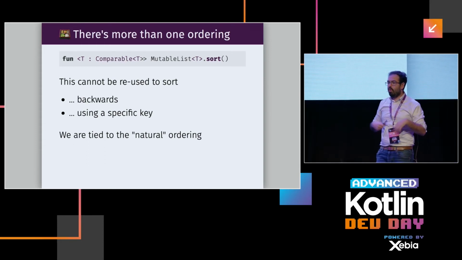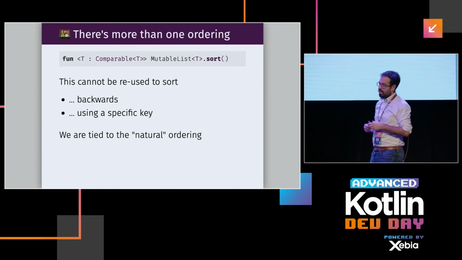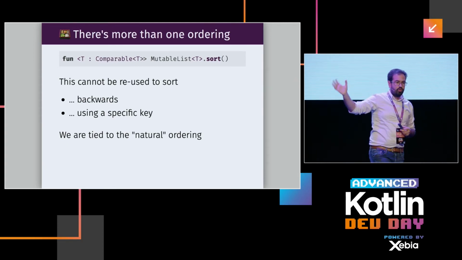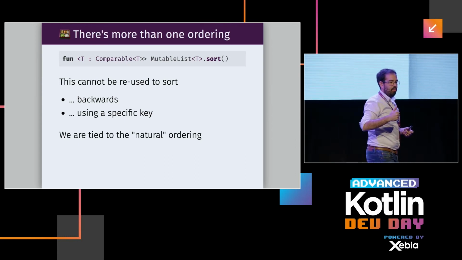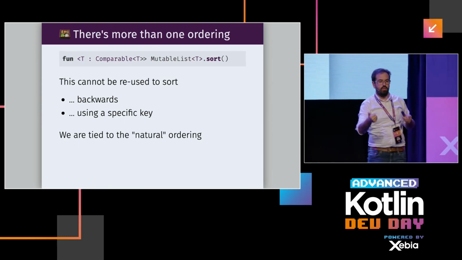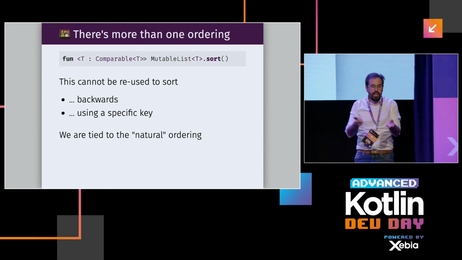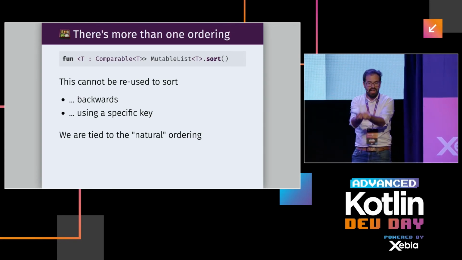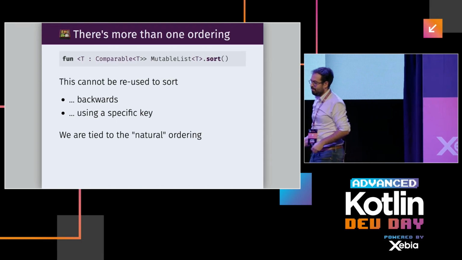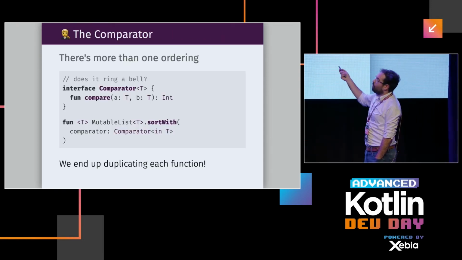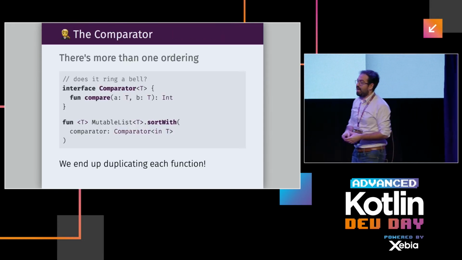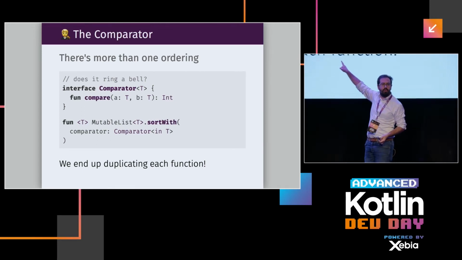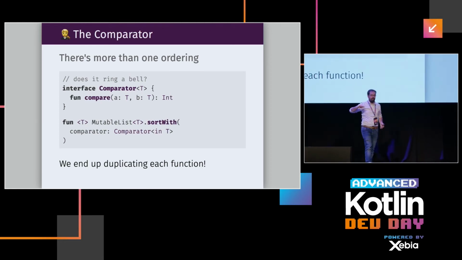But what if we want to sort, and this is actually coming from the Kotlin standard library, you want to sort the list, but this has to be comparable. But what if I want to sort backwards or using a different key? We cannot do this because the comparable is one per type, because it's extending the interface. So what happens in the library is that you actually have a different function called sortWith, which takes a comparator, which is how you want to compare things.